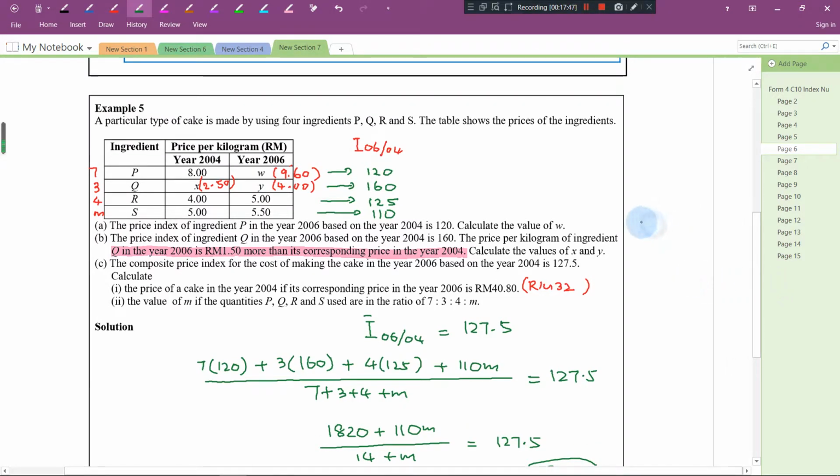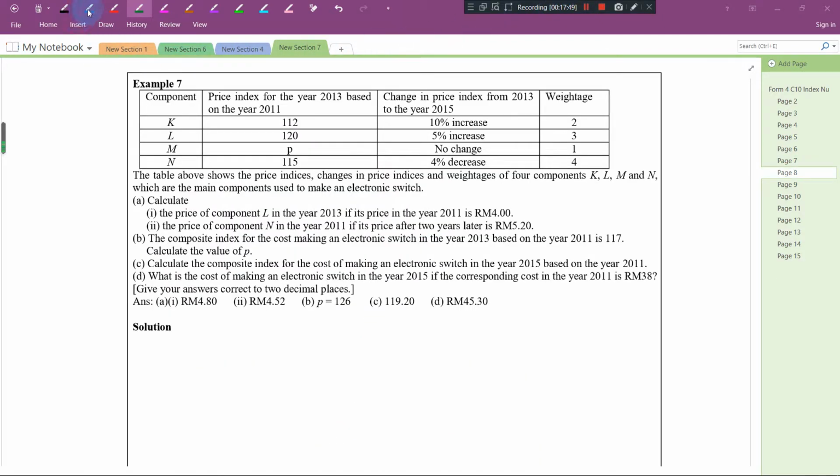How about we try one more question? Okay, let's try one more question. The table above shows the changes in the price indices and the weightage of 4 components K, L, M, N, which are the main components used to make an electronic switch. Calculate the price of component L.